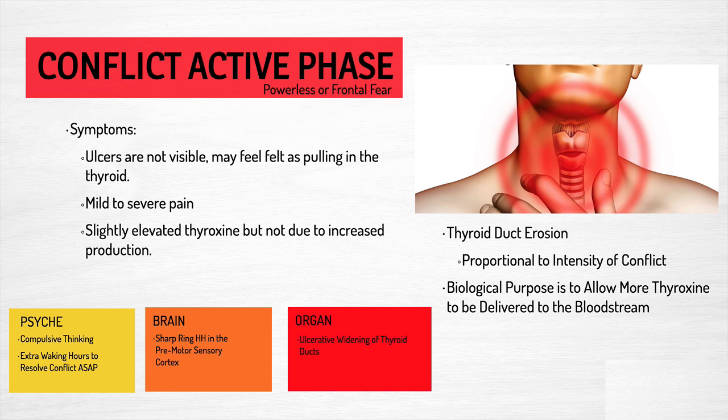The biological purpose of this is to allow more thyroxine to be delivered into the bloodstream. Now, ulcers are not visible, but they may be felt as slight pulling in the thyroid, some mild to severe pain. And there will be a slightly elevated thyroxine noticed in the blood, but it's not due to increased production. It's not because the thyroid gland is producing more, unless the person happens to have a feeling too slow conflict and a powerless conflict at the same time, which isn't necessarily a common thing, but is definitely possible. So we've got more thyroxine because there is a wider opening.